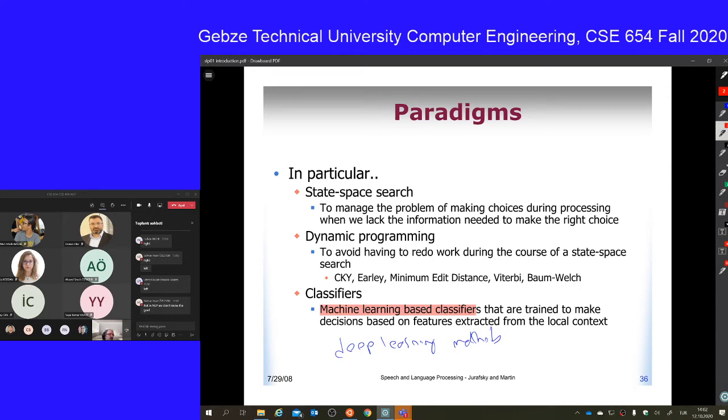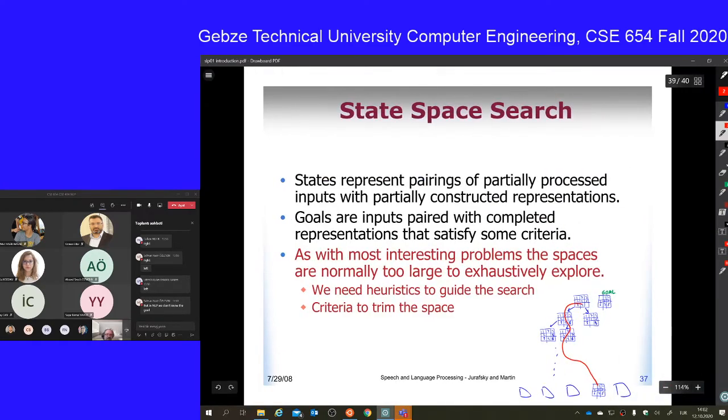Salman has a good question. He says that, but in NLP, we don't know the goal. Yeah, we don't know the goal. That's a very good point, Salman.